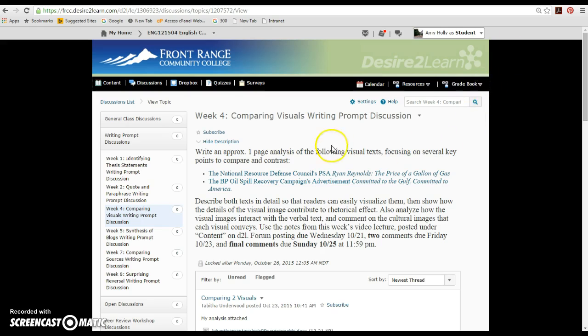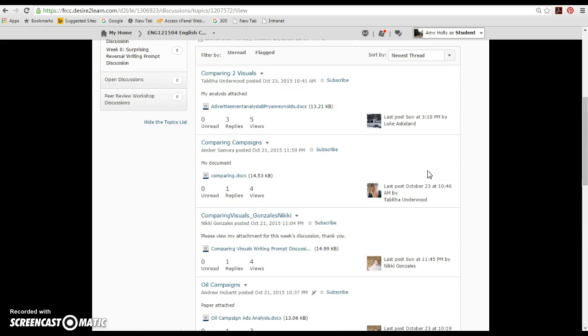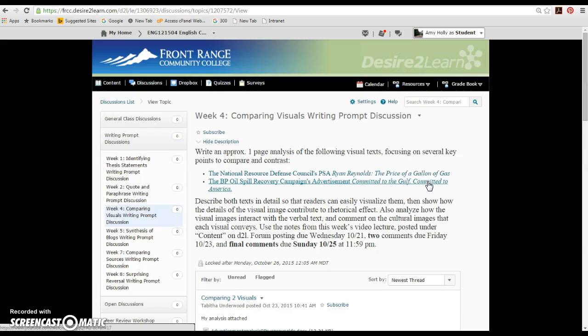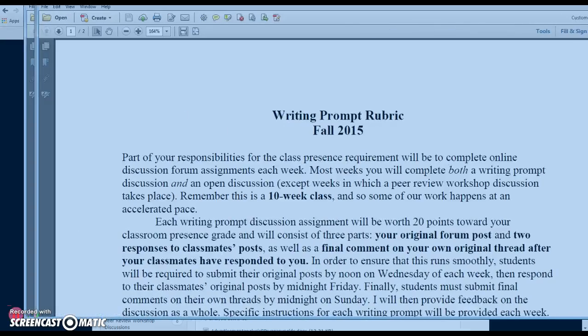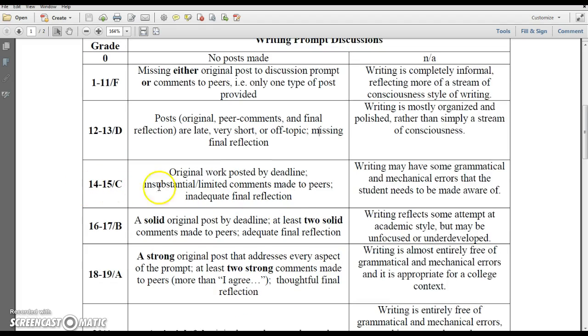One thing I also want to comment on for our writing prompt discussion from last week is that almost all of you did not complete the reflection at the end of the week. And so remember from your rubric that you actually cannot get higher than a 13 if you're missing the final reflection. So even a 14 and 15 has some attempt at a final reflection, even if it is inadequate. So this might be the kind of thing where you're replying to one of the comments you received, but you don't really have an overall synthesis of everything in a final wrap-up comment at the end of your thread.